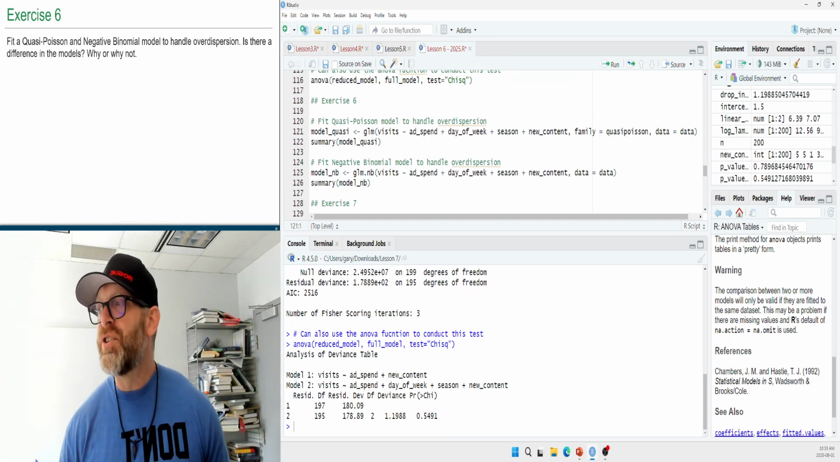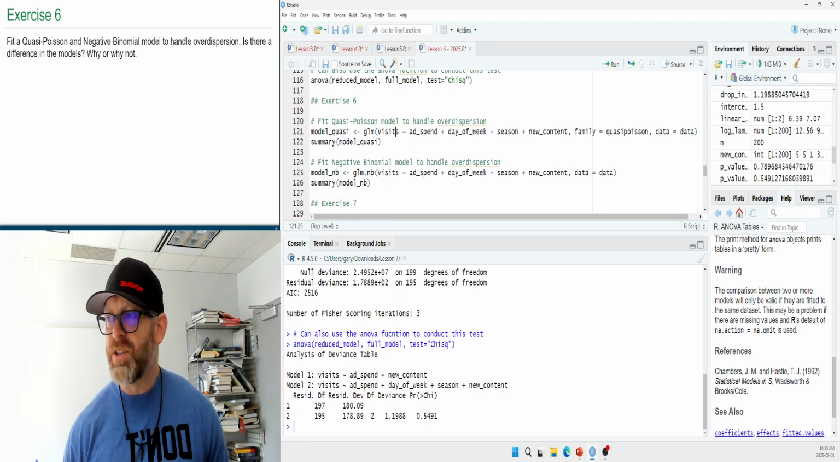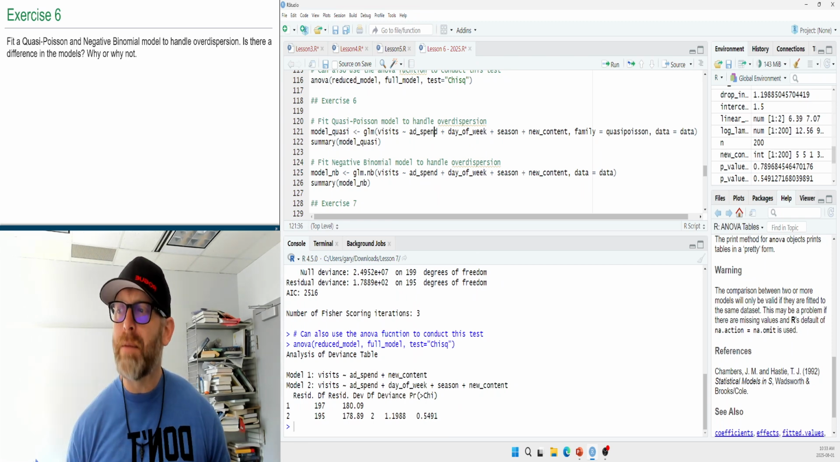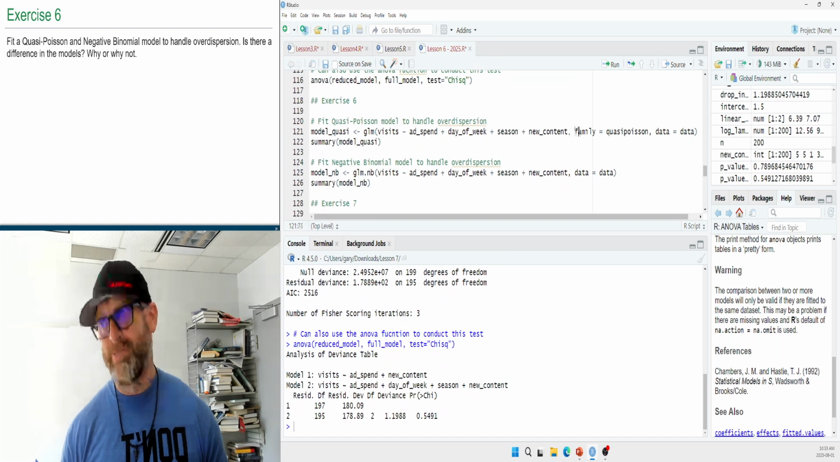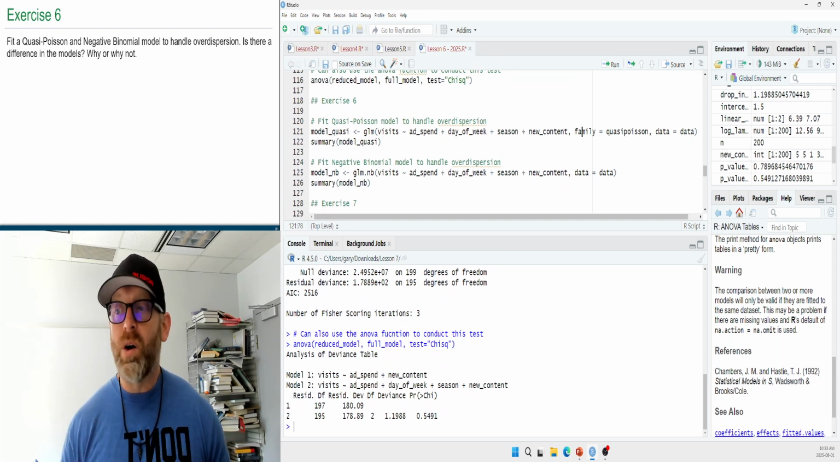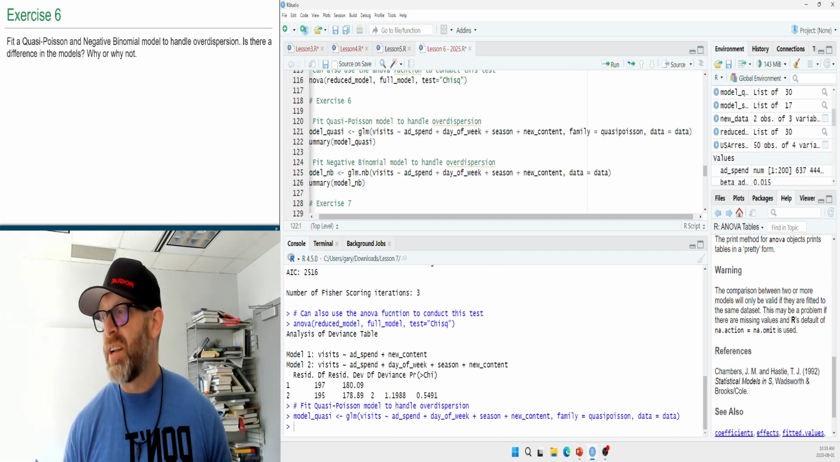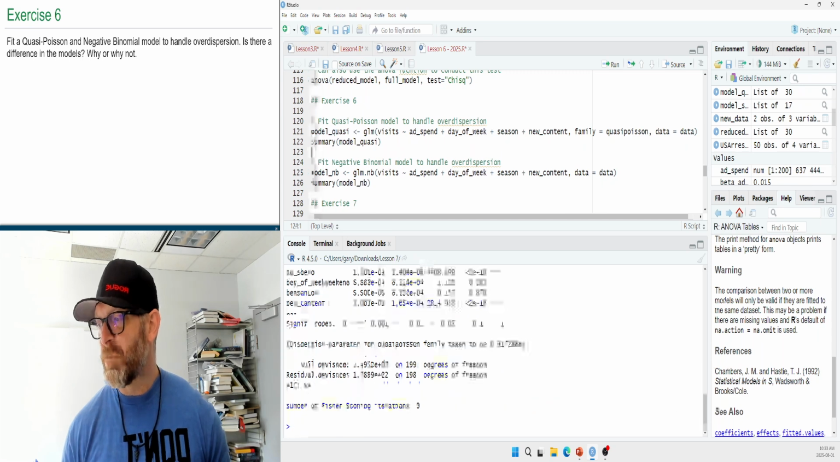So the first thing that we're going to do is create the quasi-Poisson model. So how do we do that? We're still using the GLM function, and we're still talking about the full model, not the reduced model. So I was still saying visits is explained by advertising spent, day of the week, season, and new content. The family this time is not Poisson, it's quasi-Poisson, and data is still coming from exactly the same thing. So let's run this. Let's run our summary, which comes right afterwards.